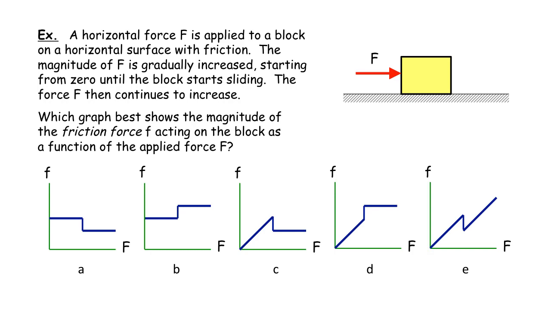Here's the same basic situation. A horizontal force is applied to a block on a horizontal surface with friction. The magnitude F is gradually increased. Just like we said, I start to push harder and harder. It starts at 0 until the block starts sliding, and then the force F continues to increase. Which graph best shows the magnitude of the friction force acting on the block as a function of the applied force F? Be careful here, it's the magnitude, so we're not worried about sign. So I increase my force. How does the friction force respond?